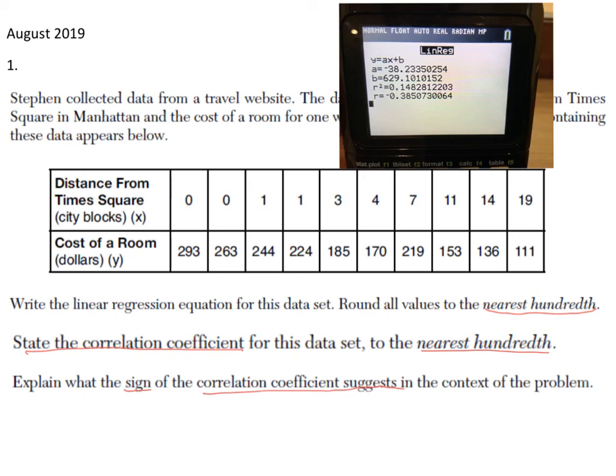So we've got y is equal to ax plus b. And they want us to round off to the nearest hundredth. So a is negative 38.23 and b is 629.10. So that's our first answer. State the correlation coefficient. That's right here. R is negative 0.39.